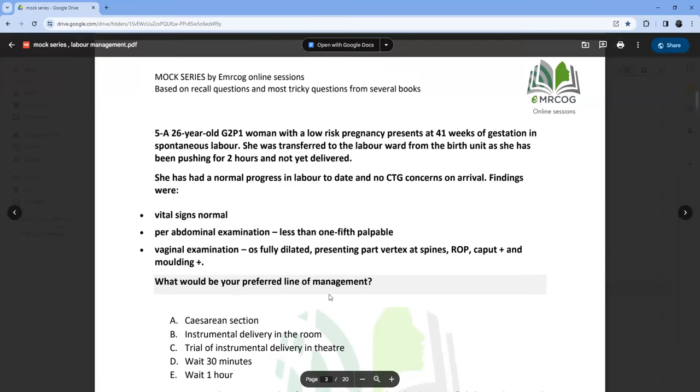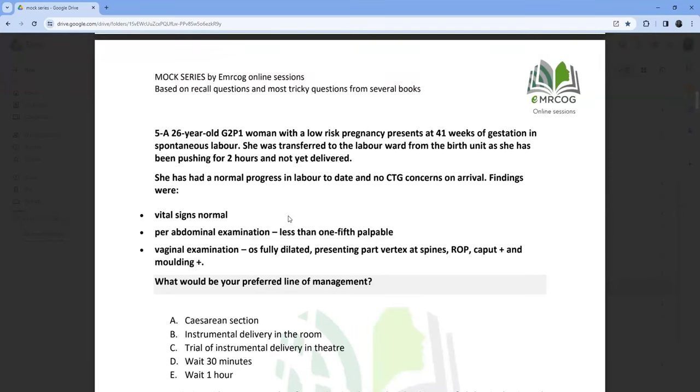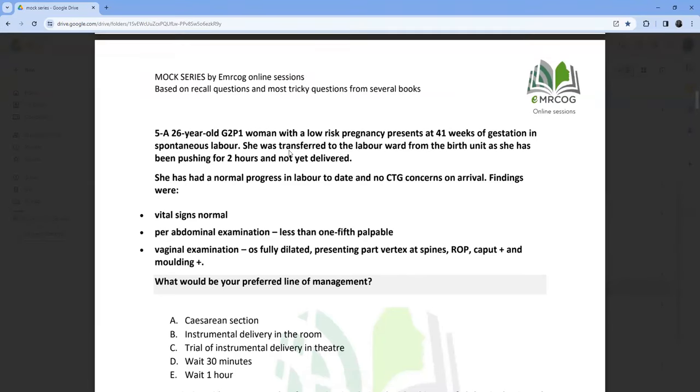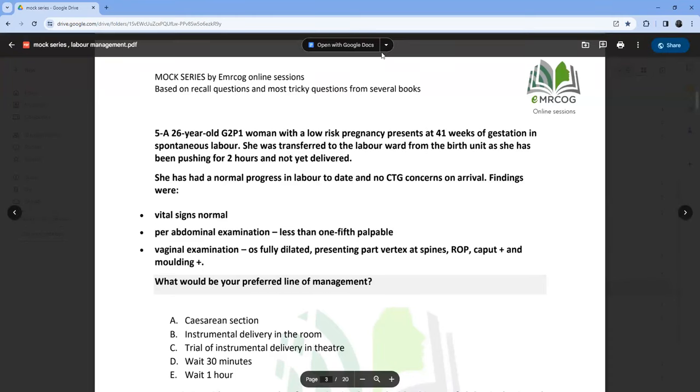What would be your preferred line of management? Okay, so I'm so glad you answered correctly. Well done. So it's, yes, a mid-cavity instrumental delivery, and this should be done only in theater. Well done, right? So if I have pushing for 2 hours, then what shall I do now? I should do an action. What is the action required? I don't have any signs or symptoms of cephalopelvic disproportion, and the case is already multipara. She is a good candidate for the instrumental delivery, but the instrumental delivery in this case should be only done in theater. So here I would choose C, well done.